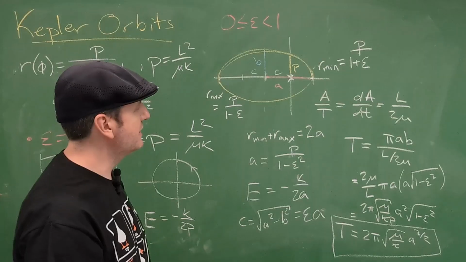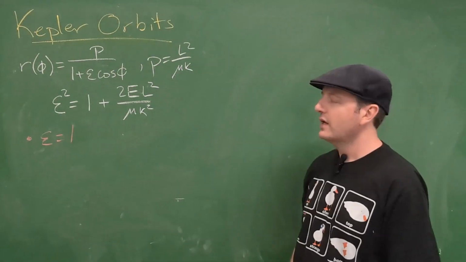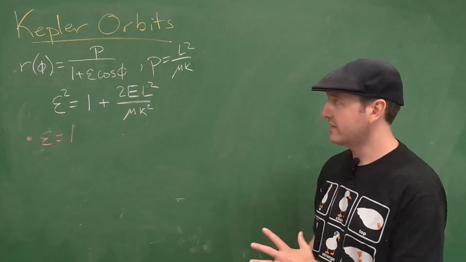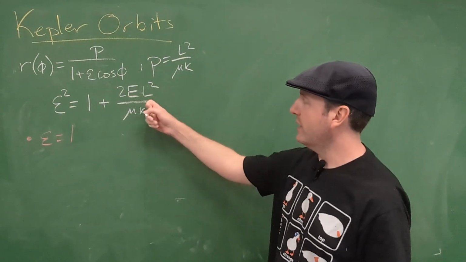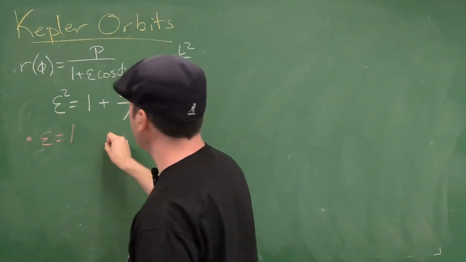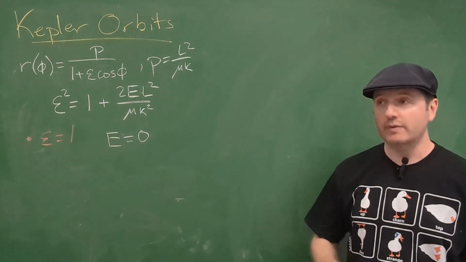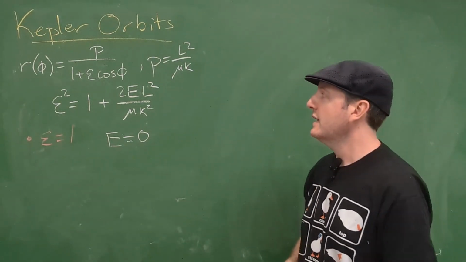Okay, so that kind of looks at the elliptical case. What happens when the eccentricity exactly equals 1? All right, so when the eccentricity is exactly equal to 1, you can kind of see what's going on here. E is 0. It's directly 0. So this would be a total energy of 0, which means it is no longer a bound orbit. It's actually going to escape to infinity.